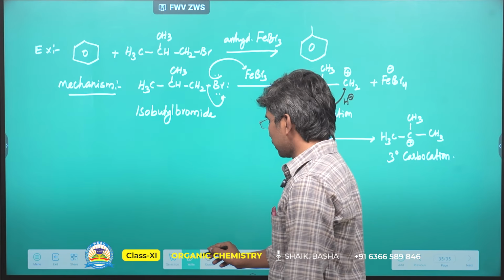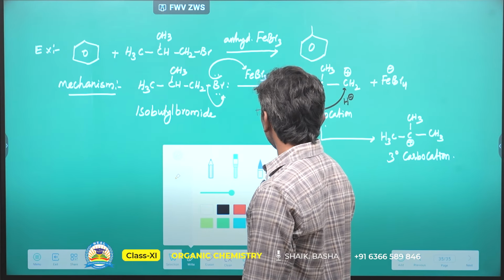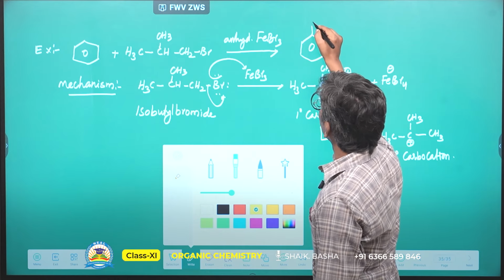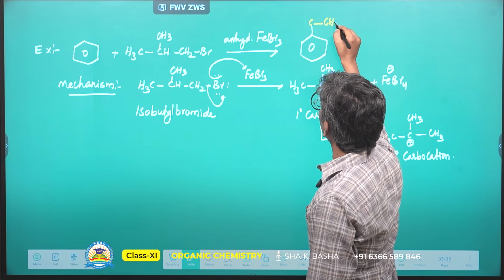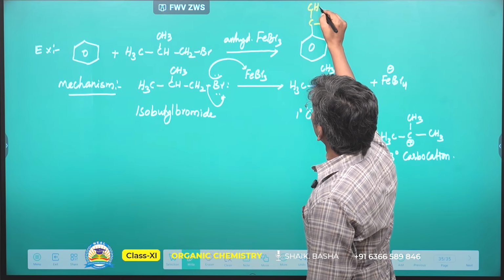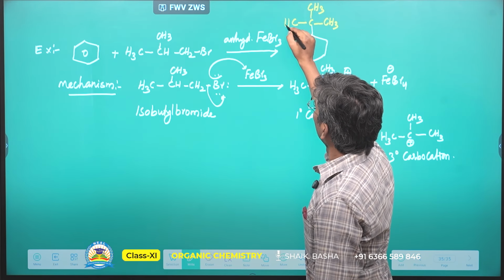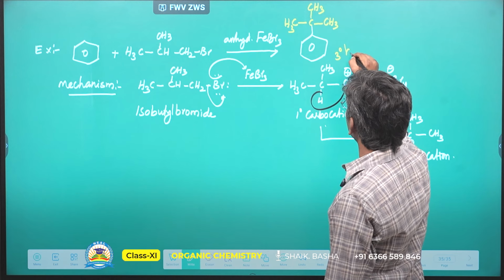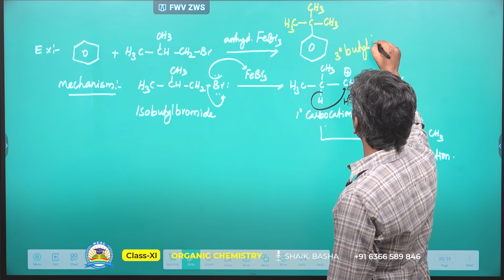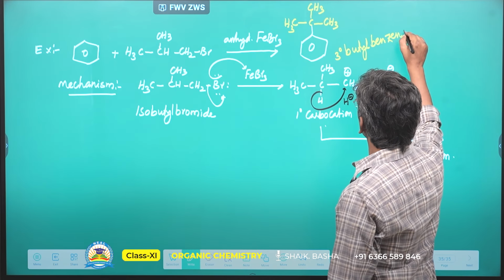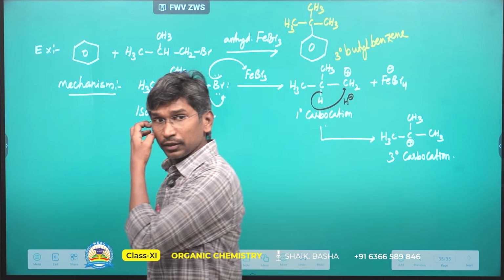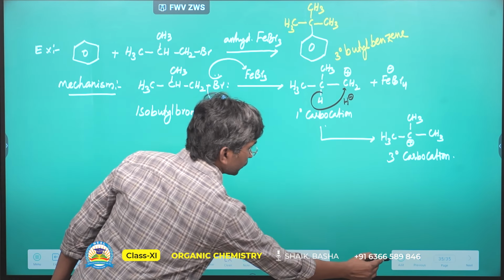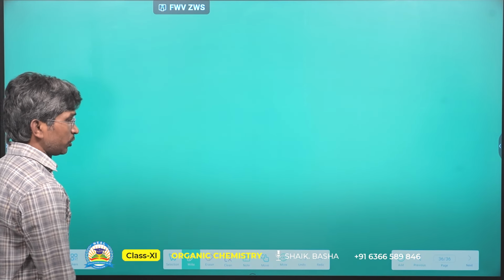Stable carbocation, stable electrophile. So it can react with whom? Benzene ring. So this middle carbon is attached to the benzene ring. Then it is connected to CH3, CH3 and CH3. Tertiary butyl benzene. Tertiary butyl benzene is the product. Then some more examples we'll see.